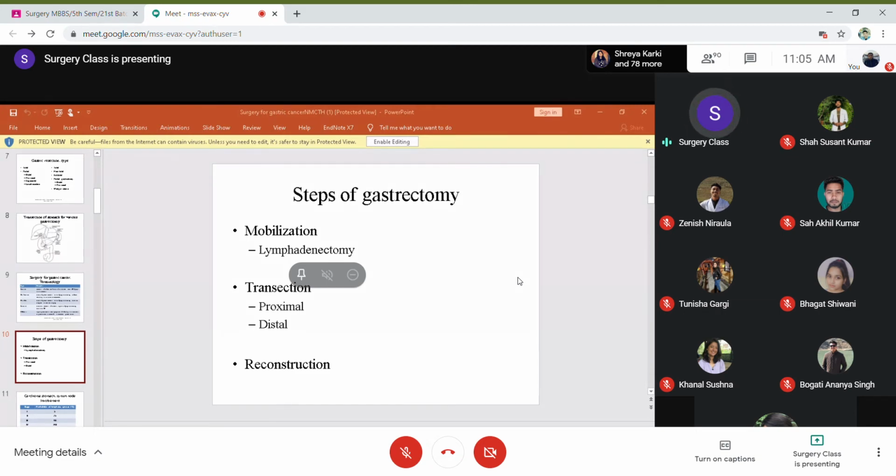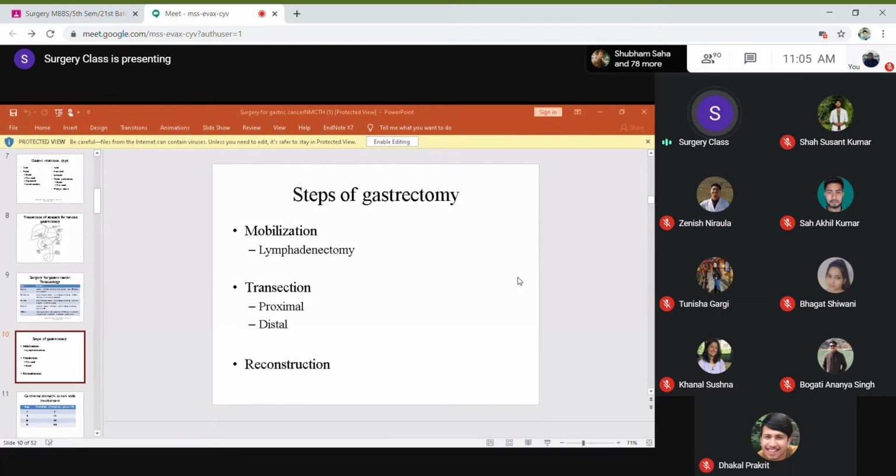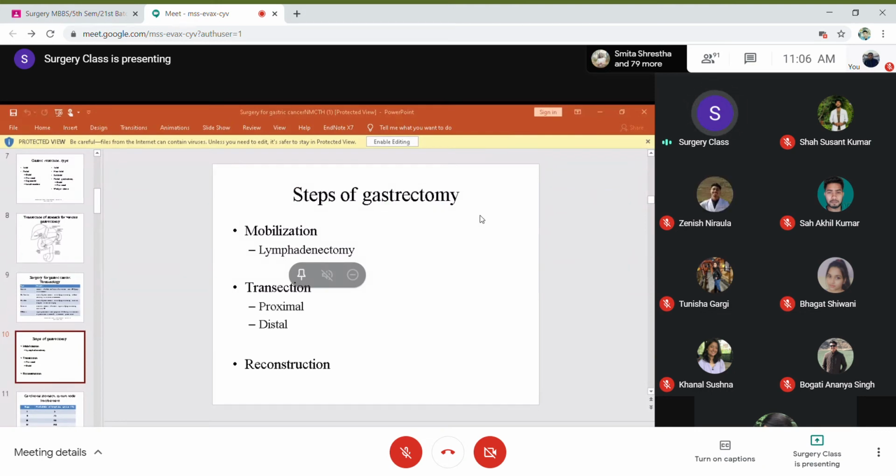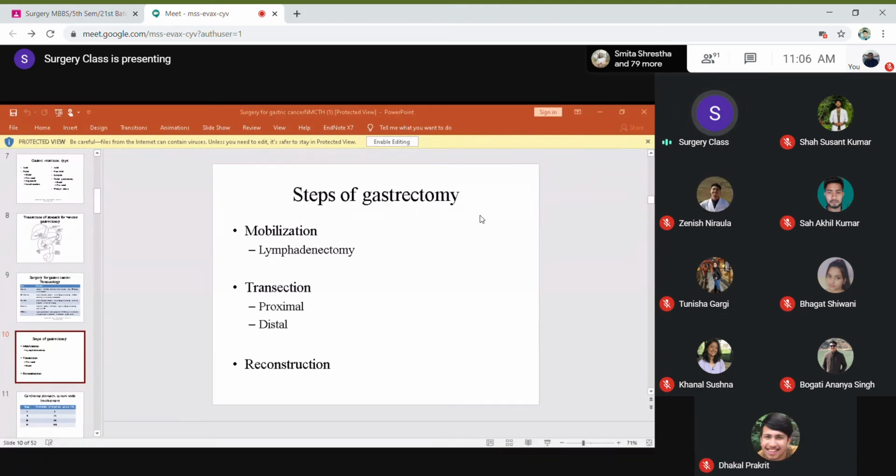If some surgeons say, I have done D1 gastrectomy or D1 resection, then they have removed the perigastric nodes within 3 centimeters of the stomach. Suppose in an exam somebody asks you what is D1, then you say that I remove perigastric nodes within 3 centimeters from the surface of the lesser and the greater curvature of the stomach.